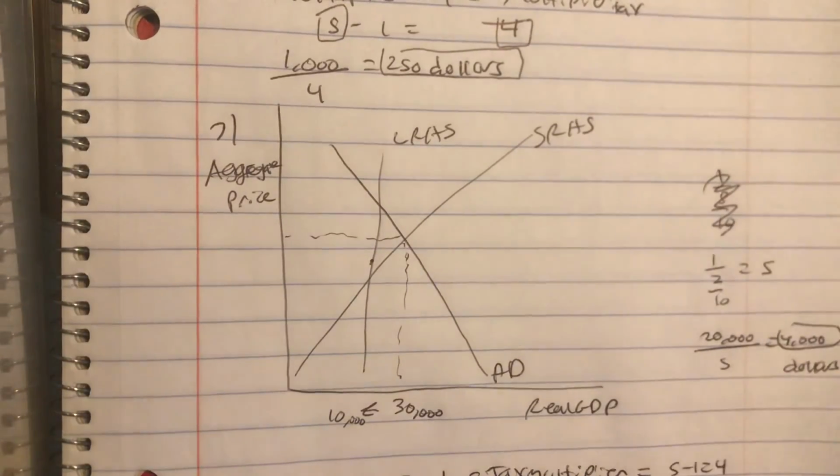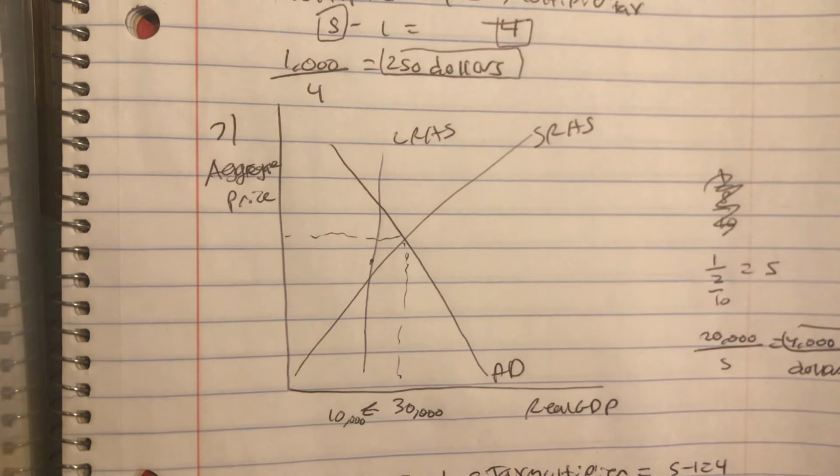And for number 7, now it's saying the U.S. is $20,000 above potential GDP of $10,000. So I guess right off the bat, if we're $20,000 above $10,000, that will be $30,000, as I marked here. And it's asking how much does the government need to cut spending to close the inflationary gap if the MPC is 0.8.